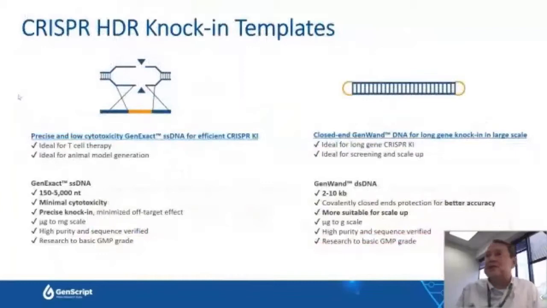Our CRISPR groups have two DNA available to them. They have the covalently closed end, the gene wand. And the important thing about gene wand is it's very long. The DNA can be anywhere from 2 to 10 kilobase, which is important for engineering HEK293 cell lines. And then our gene exact single-strand DNA is up to 500 nucleotide, which is about the size of the full ITR to ITR payload for AAV.